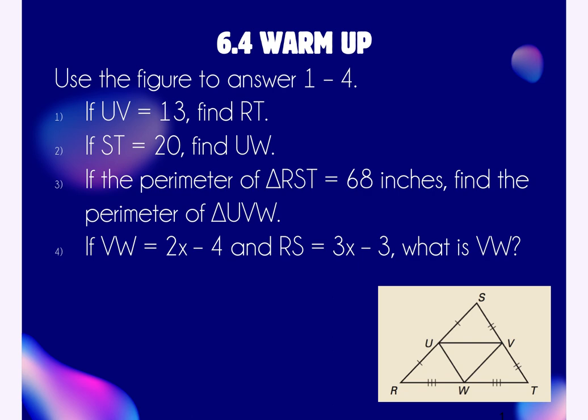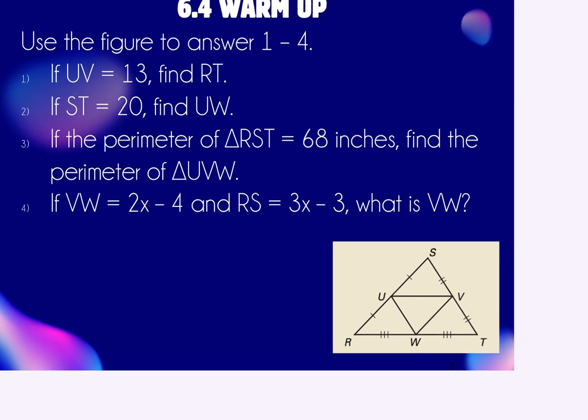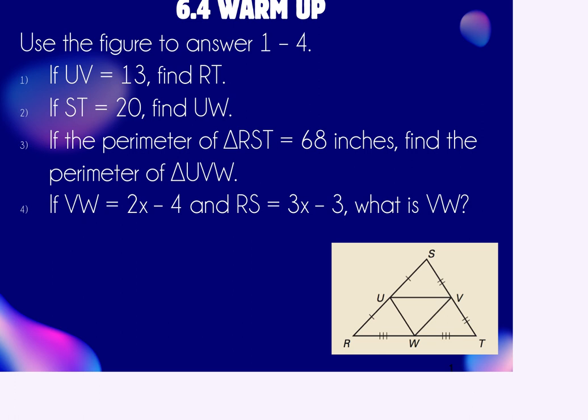All right, 6-4 is dealing with the mid-segments. So this one says, use the figure to answer questions 1 through 4. If UV is 14, find RT, which would be double it, so 28. 2 says, if ST, which is this whole side, is 20, find UV, that's half of it, so that's 10.